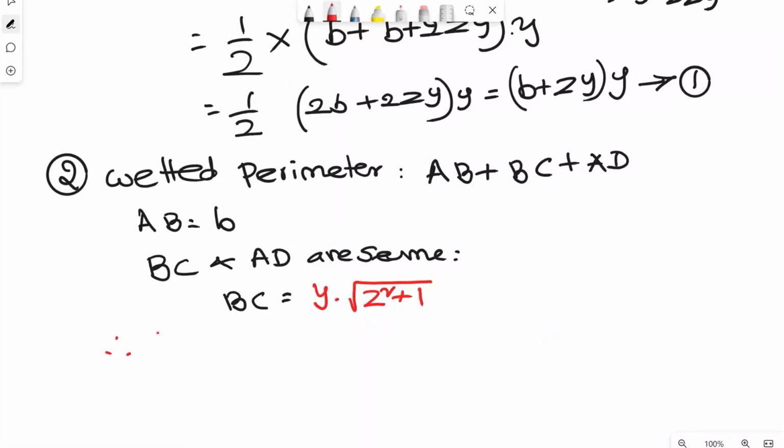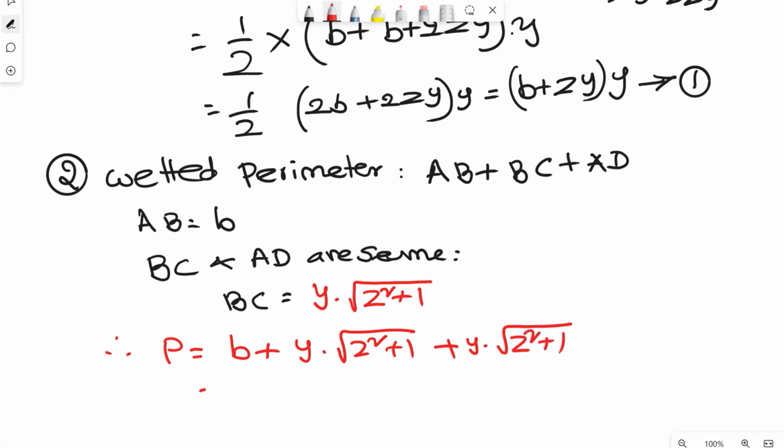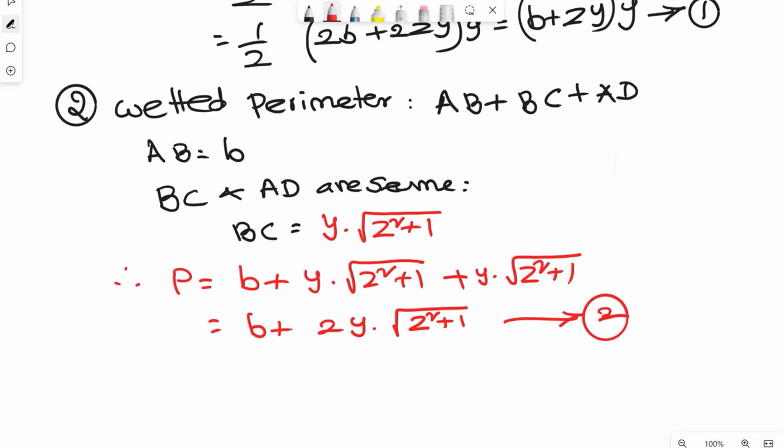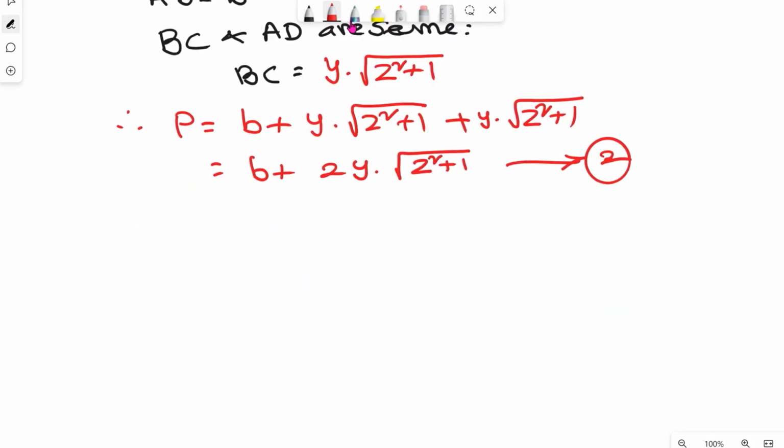Therefore, the wetted perimeter P is equal to AB, which is B, plus Y into square root of Z square plus 1, plus Y into square root of Z square plus 1. So it is B plus 2Y into square root of Z square plus 1. This you should be able to speak. I am telling you again and again. Then let us go to the third thing: R, that is hydraulic radius.